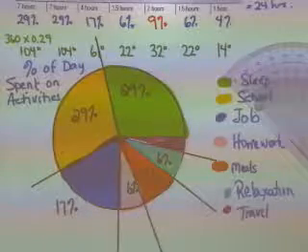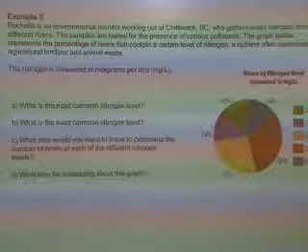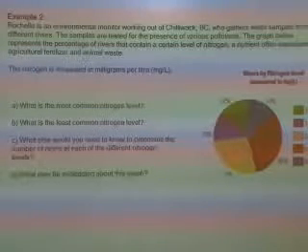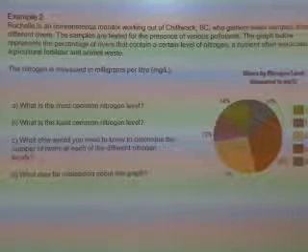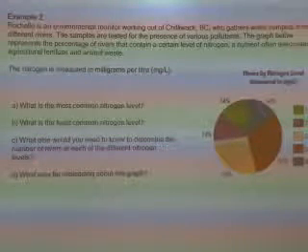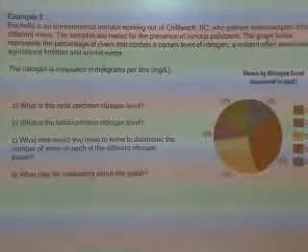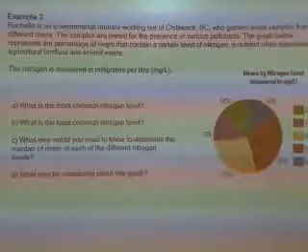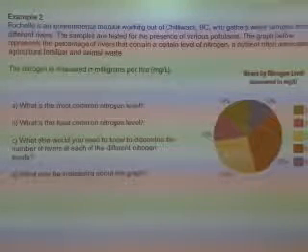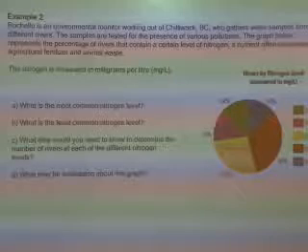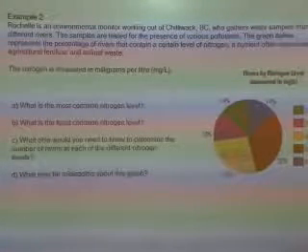So let's look at class example number 2, where a circle graph is drawn for you, and we're going to use the circle graph to answer questions. So Rochelle's an environmental monitor who gathers water samples from different rivers. The samples are tested for various pollutants, and the graph below represents the percentage of rivers that contain a certain level of nitrogen, which is often associated with fertilizer and animal waste. Nitrogen is measured in milligrams per liter.